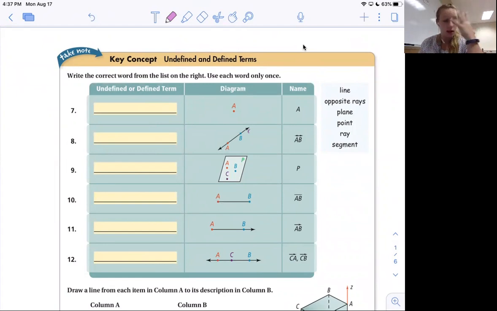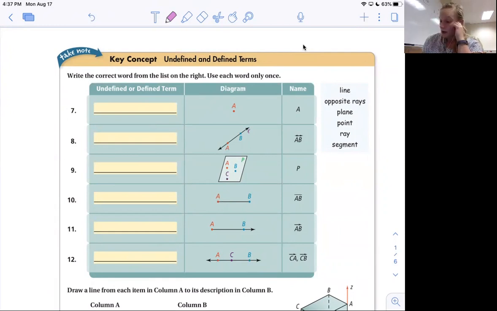And you will get so sick of hearing me say points, lines, and planes, but it is so important that we know these words and that we use them correctly. We're going to use them in postulates coming up, and I'll tell you what a postulate is in the next video. But I'm just giving you a quick introduction about what these words are.